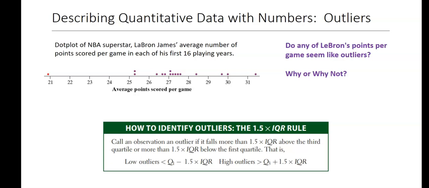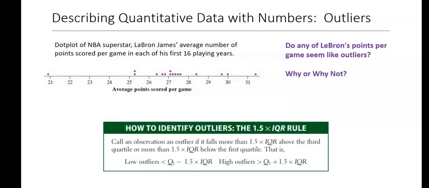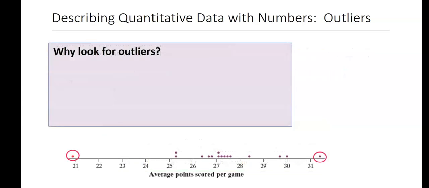A couple of them, 21 for sure is an outlier, maybe 32 there. I wonder if that happened during, I don't know, it could have been anything. Why look for outliers? Well, those are interesting. How do you explain the outliers? Was he just really bad one year? What happened? Maybe he felt sick. I don't know what happened.